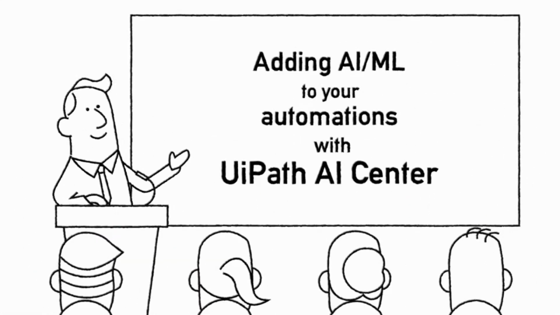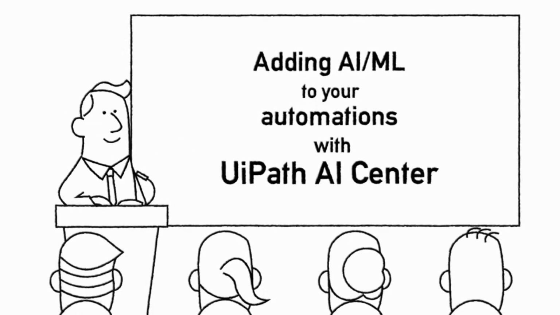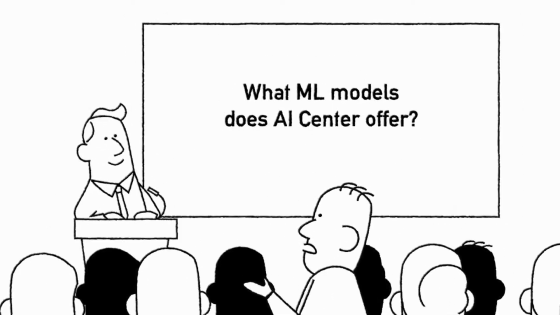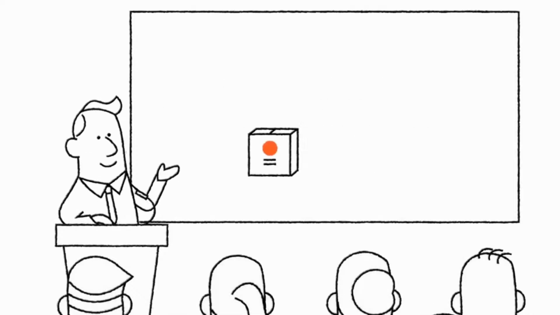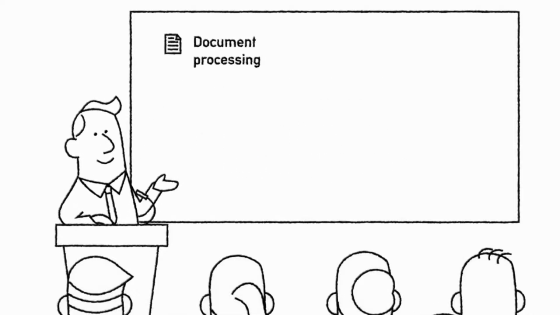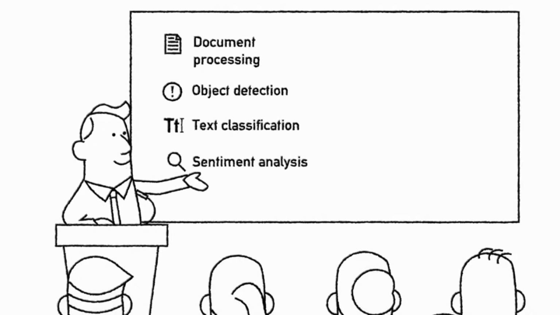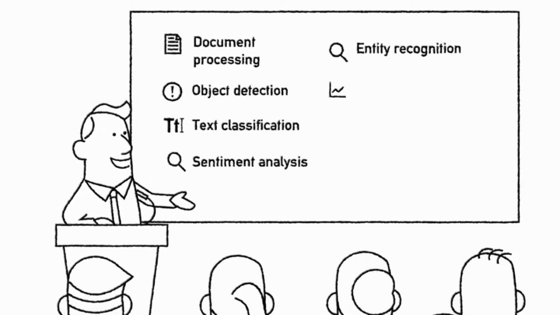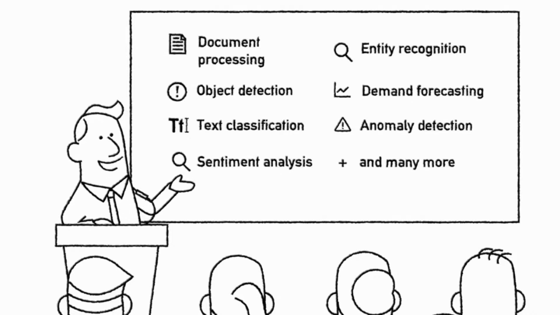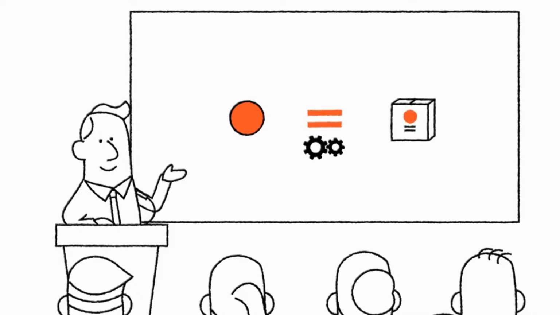Hello everyone, I'm Albert and welcome to adding AI or ML to your automations with AI Center. What ML models does AI Center offer? Great question. AI Center offers more than 25 pre-built ML models in document processing, object detection, text classification, sentiment analysis, entity recognition, demand forecasting, anomaly detection, and many more. If you want to use your own ML models, AI Center operates exactly how it would with a pre-built model.